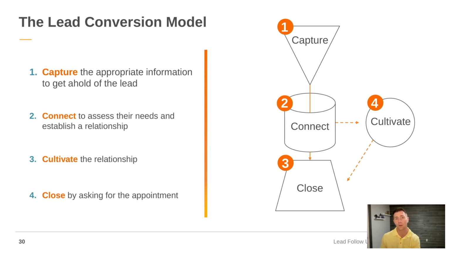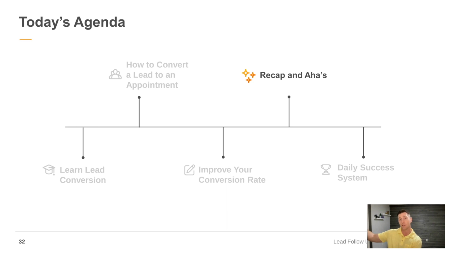All right, so we're going to wrap up here, and I'm going to go through these ahas. Ask yourself the question: do you feel like you've been able to understand the lead conversion model? Could you recite it now? What are those 4 C's, and in what order? Which one's the toughest one? Which ones do we find the most struggle in?